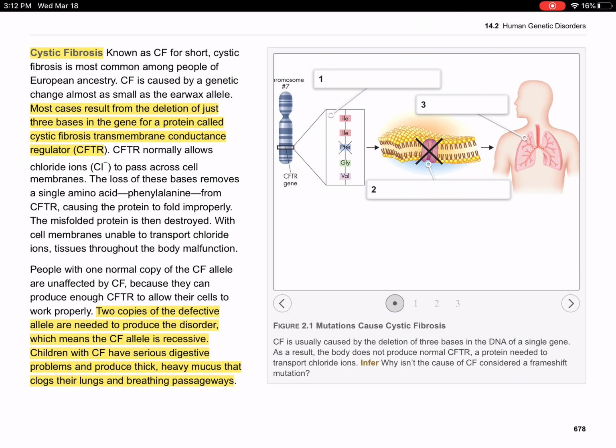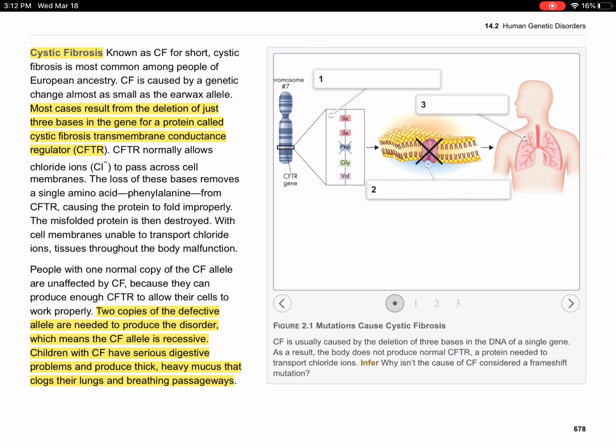Another example of a disorder caused by an individual gene is cystic fibrosis, or CF. Cystic fibrosis is common in people of European ancestry. I can tell you we have had teachers at school that have had cystic fibrosis, and there are people in our community that have cystic fibrosis.